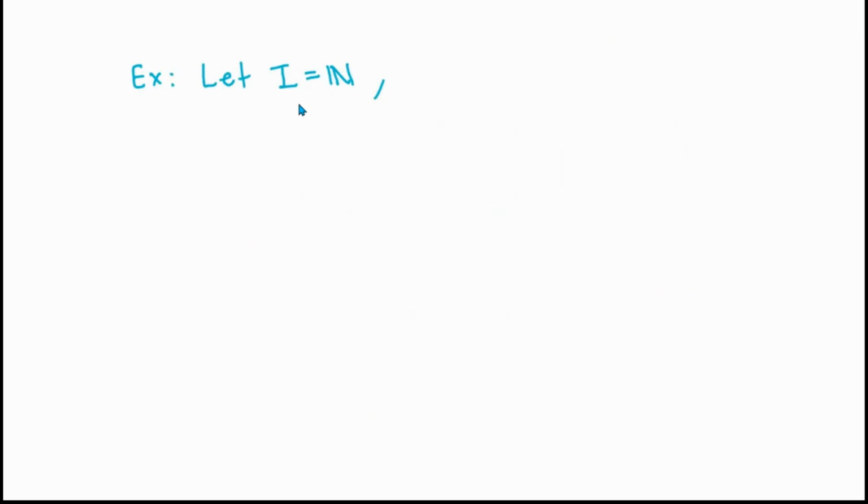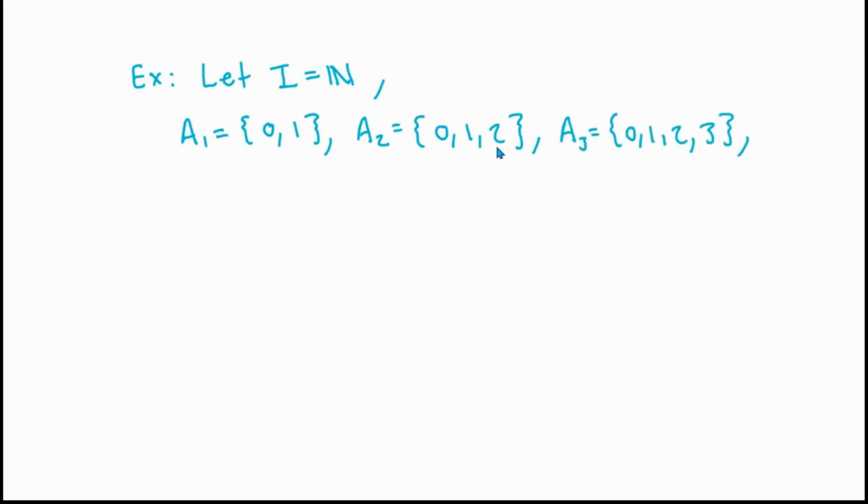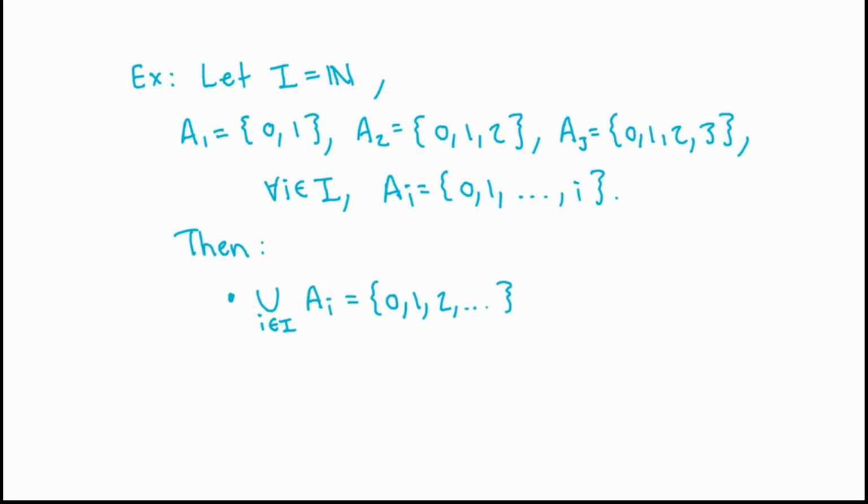In the example, I'm going to let my indexing set be the set of natural numbers. So I'm going to define a collection of sets A sub little I, where I runs through the set of natural numbers. I'll define the first set to be the set consisting of the numbers 0 and 1. Then I'll define the second set to be the set consisting of the numbers 0, 1, and 2, and the third set 0, 1, 2, and 3, and so on. In other words, for every little I in the set of natural numbers, I'll define a set A sub little I to be the set consisting of the numbers 0, 1, 2, and so on up to the integer little I.